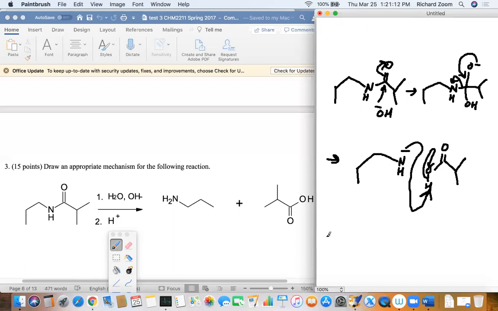And we end up getting this. So there's your NH2. And there's an O negative now.